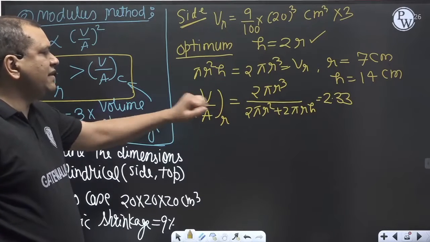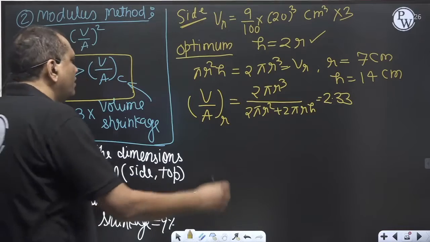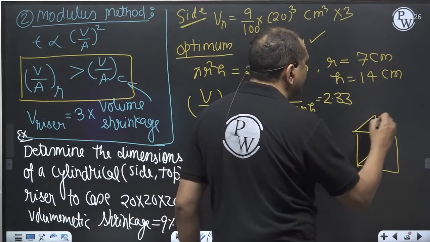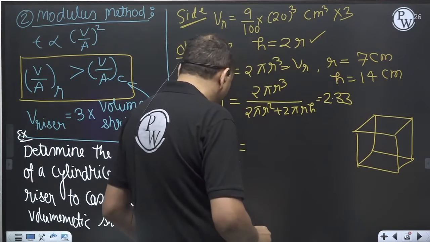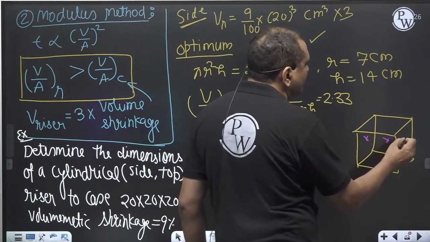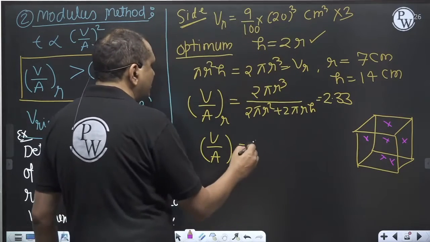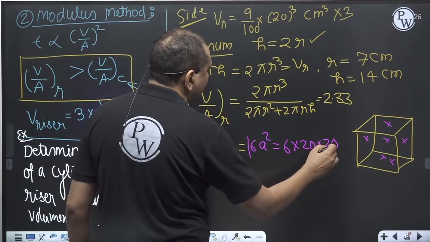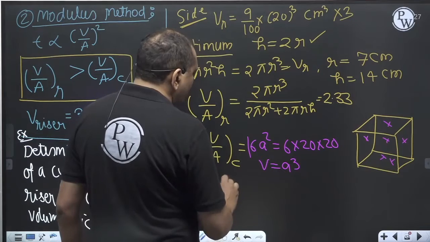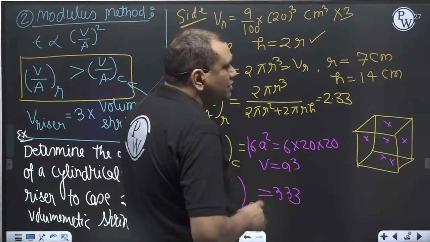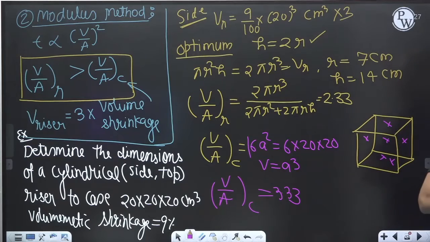So, volume by surface area of riser is 2.33. Volume by surface area of casting, because it's a cube and the side riser, so heat transfer will take place from all the surfaces. So 6a square, 6 into 20 by 20, is the surface area. Volume is a cube. So volume by surface area of casting comes out to be 3.33.